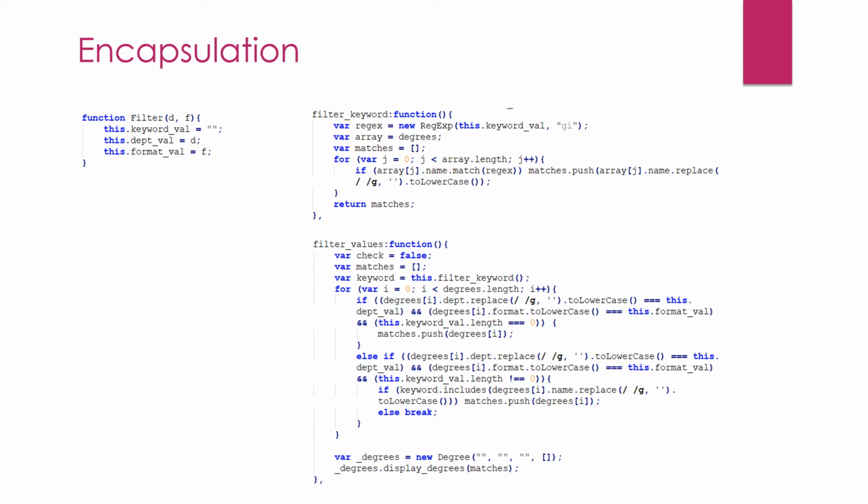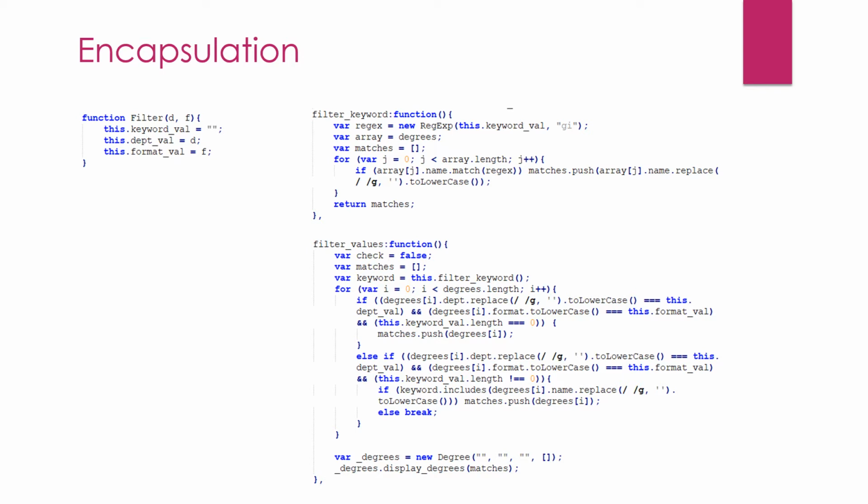Here we have our third object. This filter object has a keyword value, department value, and format value as its data. The idea of encapsulation is that each object is responsible for a specific duty. The degrees object was responsible for the creation of each degree and the display of it. This specific object is responsible for getting the user's input, filtering out the degrees based on the user's input, and then returning those matches.